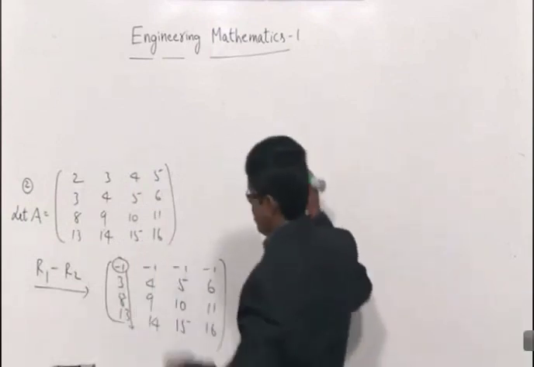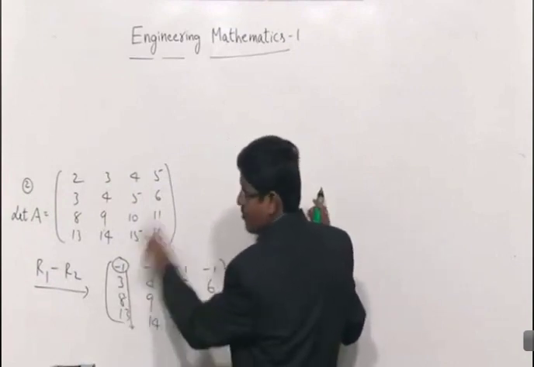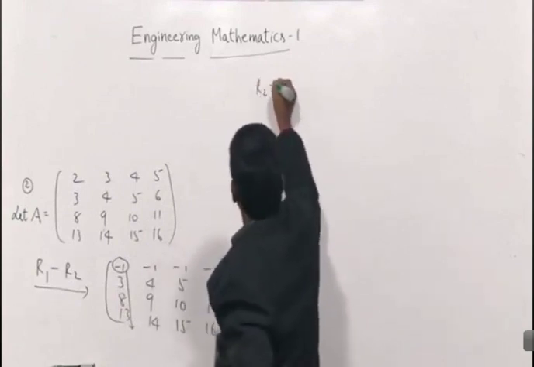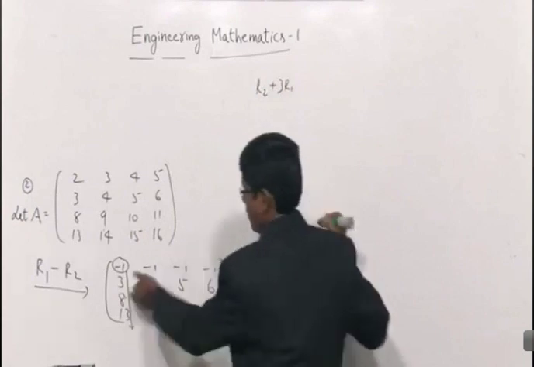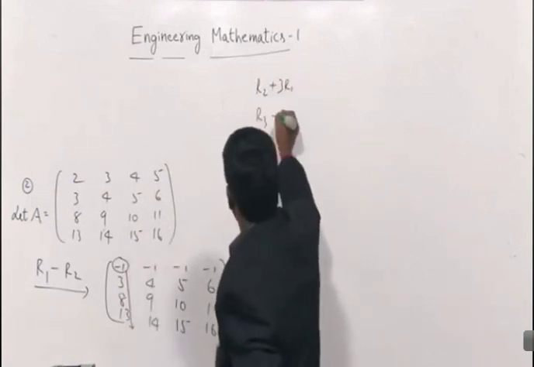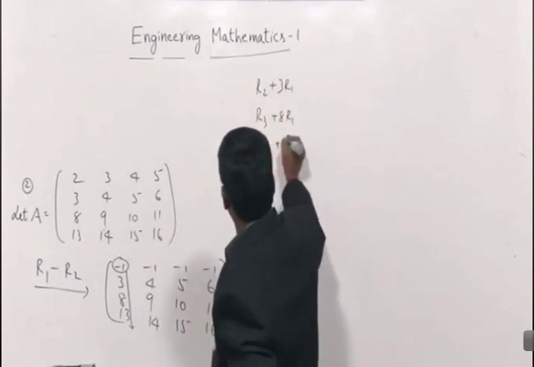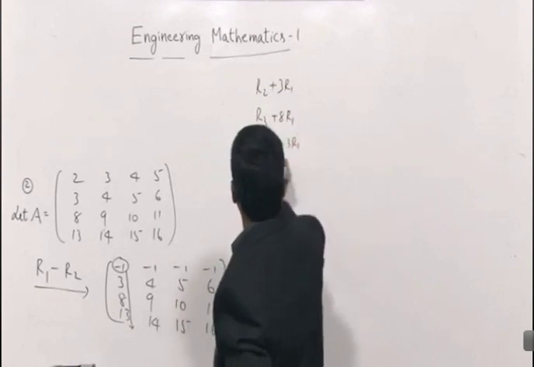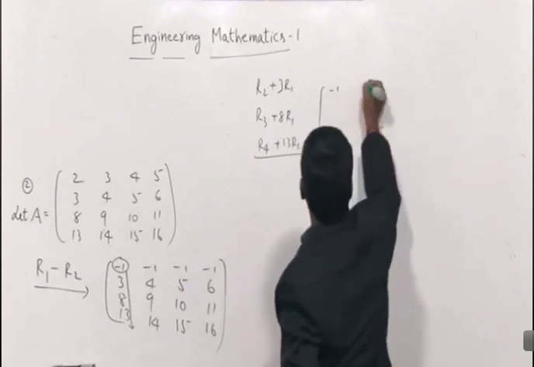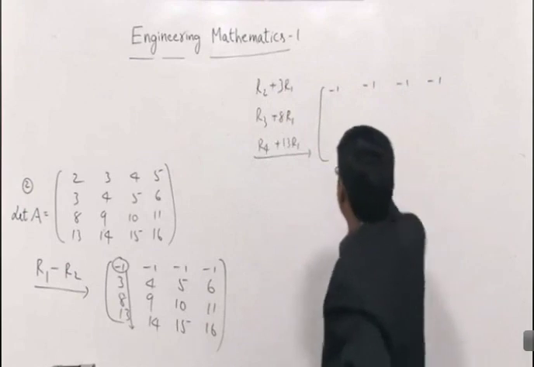So what are the operations? R2 with R1 operation, R3 with R1 operation, R4 with R1 operation. That means R2 plus 3R1. See, 3 plus 3 into -1 becomes 0. R3 plus 8R1, R4 plus 13R1. So these change in the next step. First row same, because R2, R3, R4 only are affected by these operations.